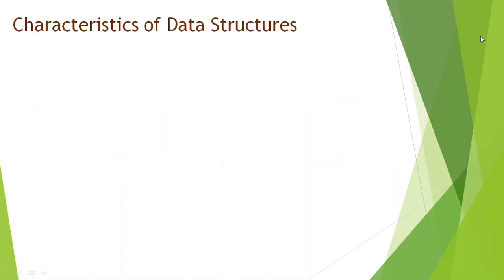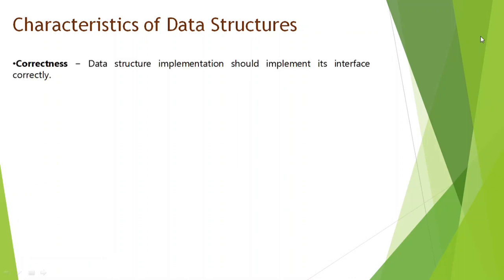Now let us see the characteristics of data structures. What are the characteristics? Some of the characteristics we are going to explain now. Correctness. A data structure implementation should implement its interface correctly, otherwise it gets some mathematical or syntactical errors.